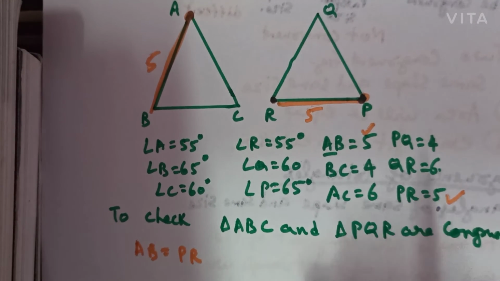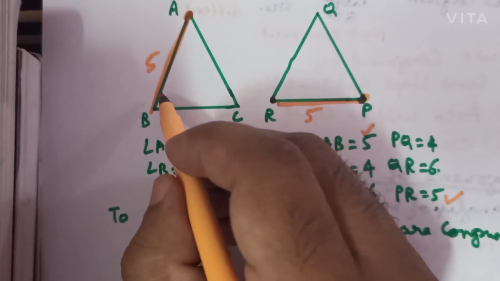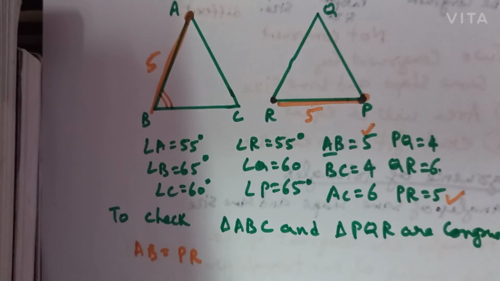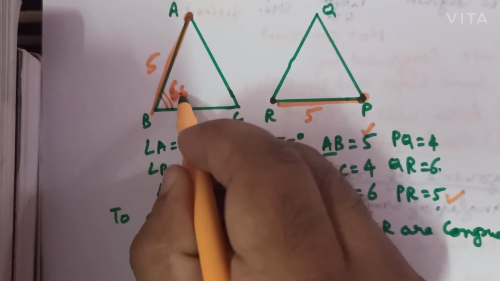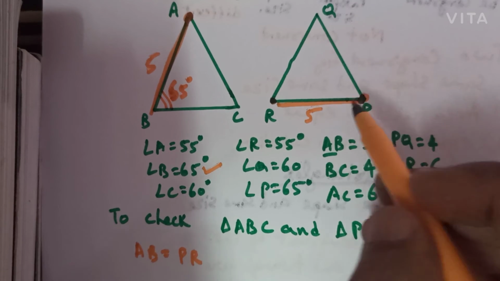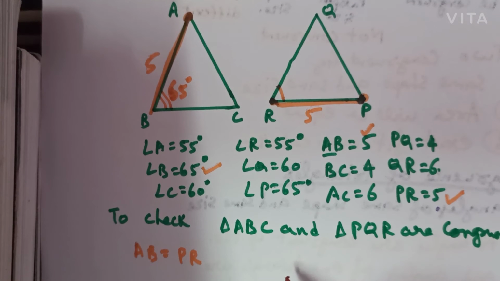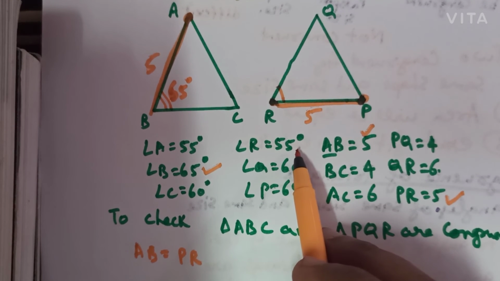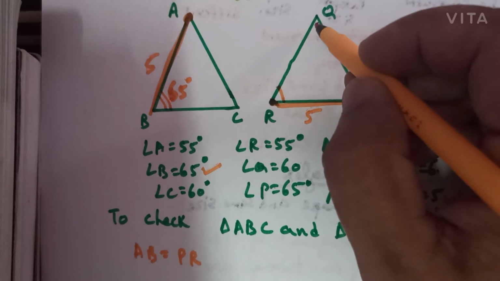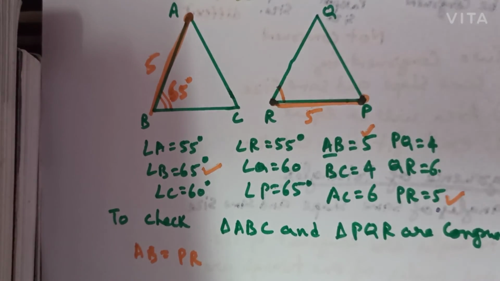Then after that, at point B, after the side we will see the angle, that is angle B. What is angle B? Angle B is 65 degrees. And if we are moving from P to R, the next angle will be R. So what is angle R? Angle R is 65? No, angle R is 55 degrees. And if we take the other side, that is angle Q, how much is angle Q?